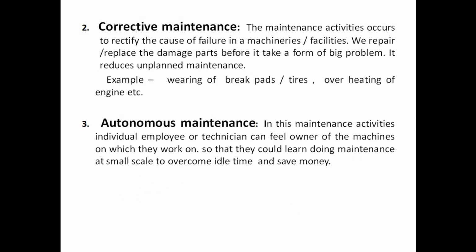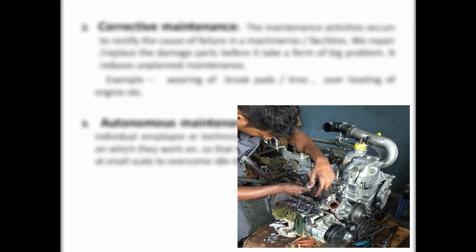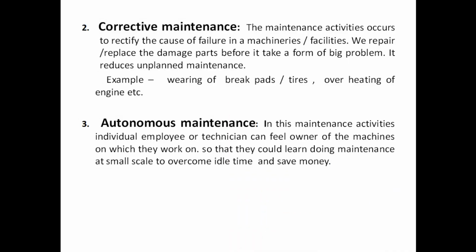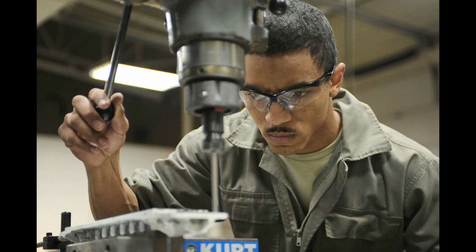The third type is autonomous maintenance. In these maintenance activities, an individual employee or technician can feel like the owner of the machine on which they are working, so that they could learn to do maintenance on their own on a small scale to overcome the idle time and save money. The fourth type is design-out maintenance. It is a modification done at the manufacturing level to stop the failure from occurring. It tends to eliminate the entire need of maintenance at the very initial stage of operation.